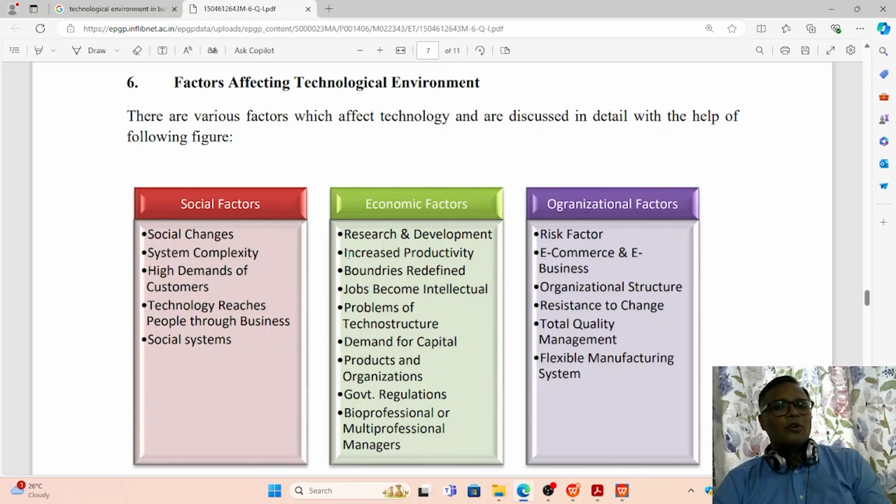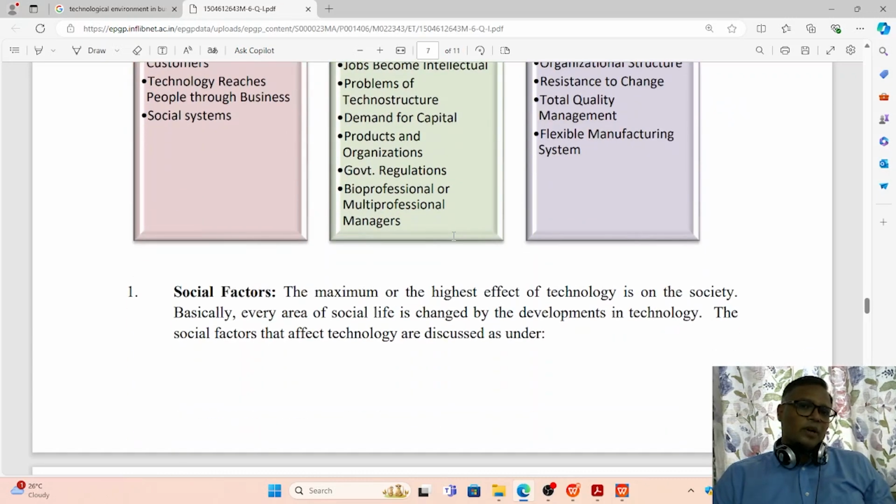It discusses the e-commerce and the e-business approaches of the organization. It discusses the organizational structure, which is planned by the organization. Next, about the resistance to change in the organization, which is seen in the way they are handled. Next, we discuss the ways in which total quality management is done in the organization. And lastly, establishing the flexible manufacturing system should be in focus for the organizations. So these are the factors which affect the technological environment.